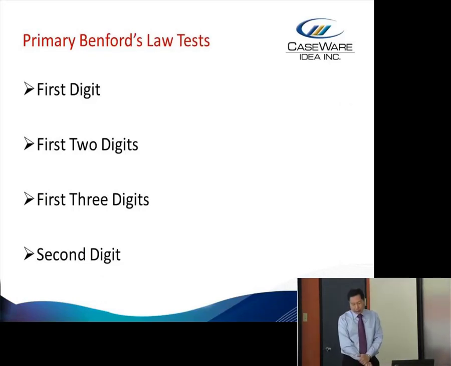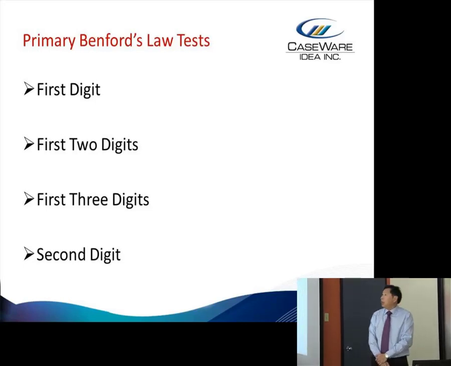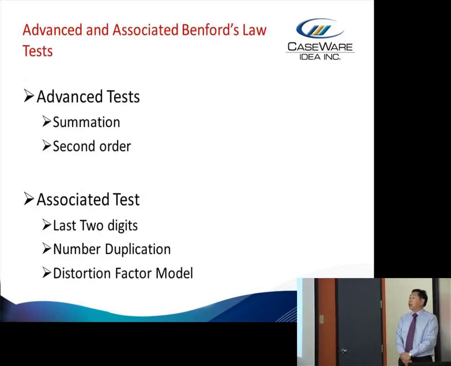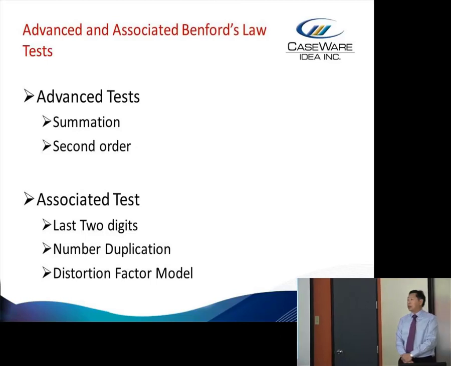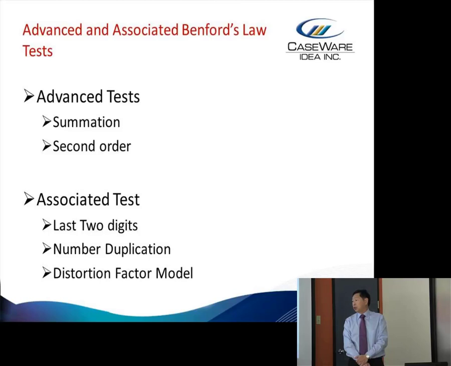Benford's law test consists of primary, advanced, and associated tests. These are the primary tests. The advanced test consists of summation and second order, and the associated test consists of last 2 digits, number duplication, and distortion factor model. All the tests, except the last 2, can automatically be executed from within the IDEA software. So we'll talk about the last 2 now, and we'll talk about the other ones later.